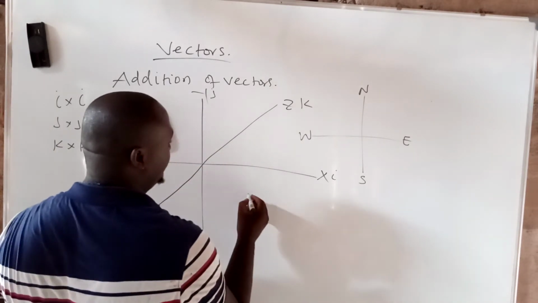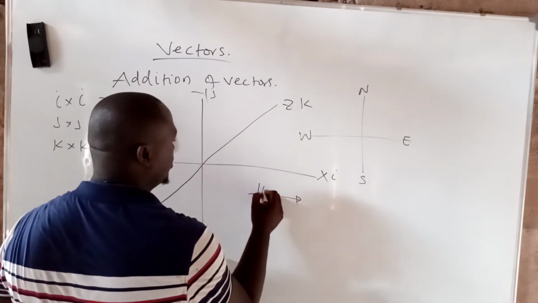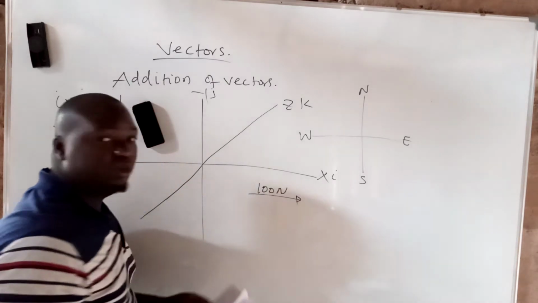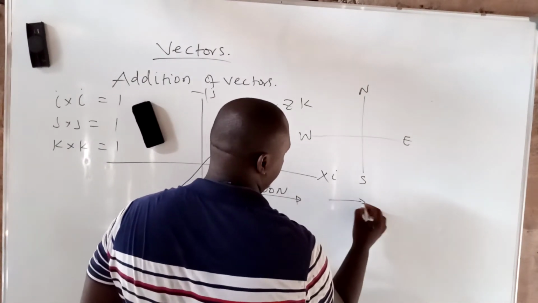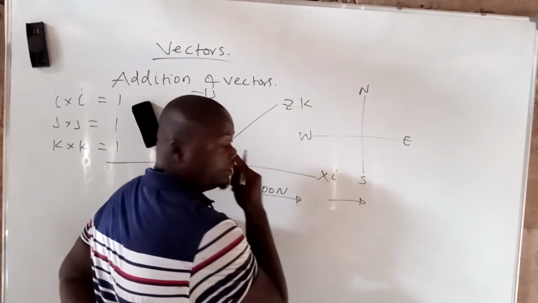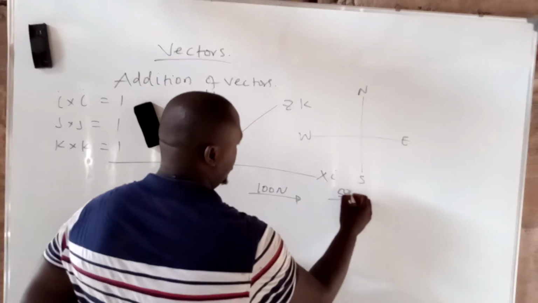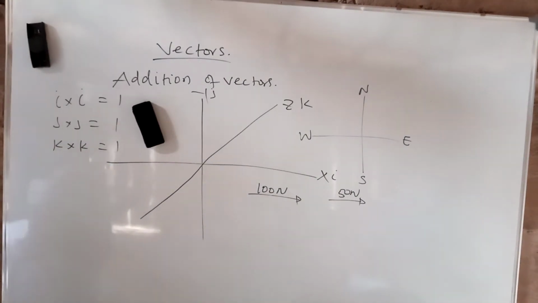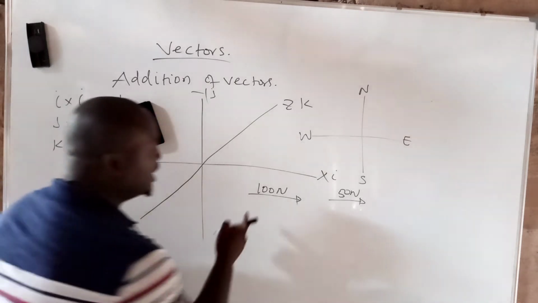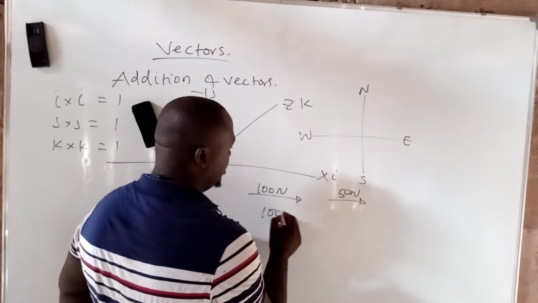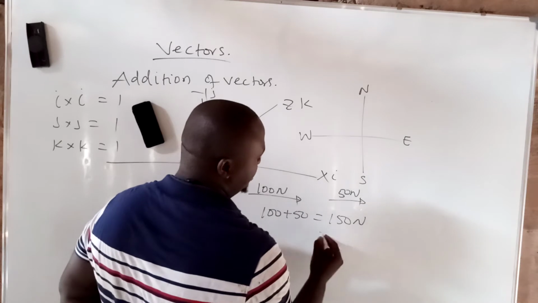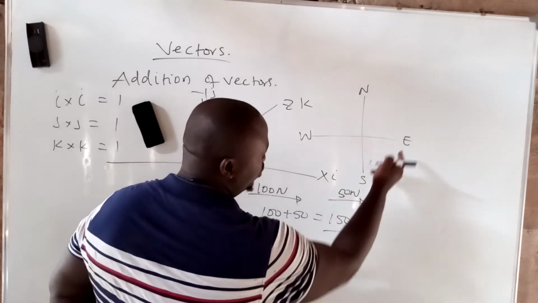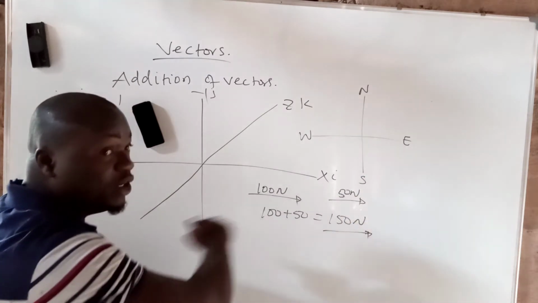If perchance you have a force of 100 Newton, you can see that it's moving towards the east. And you have another force of 50 Newton. You can see they are moving towards the same direction. I ask you to add these vectors together. You will now see that the answer will be, of course, 100 plus 50. And that will give you 150 Newton. And still, it will be going towards the east direction, because that was where they are going to.